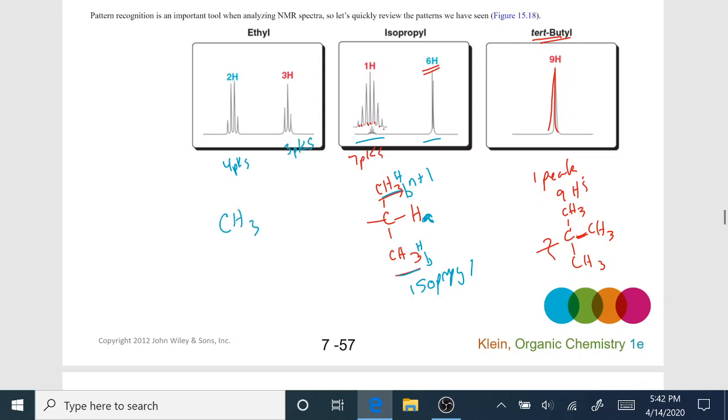Why? Because an ethyl group is a CH2, CH3, right? So we have 2 hydrogens here, okay? And they have 3 neighbors. Those 3 neighbors are going to split them into 4 peaks. Here we have 3 hydrogens, and they have 2 neighbors. Those 2 neighbors are going to split these 3 hydrogens into 3 peaks. So 2 hydrogens with 4 peaks and 3 hydrogens with 3 peaks is very characteristic for an ethyl group.